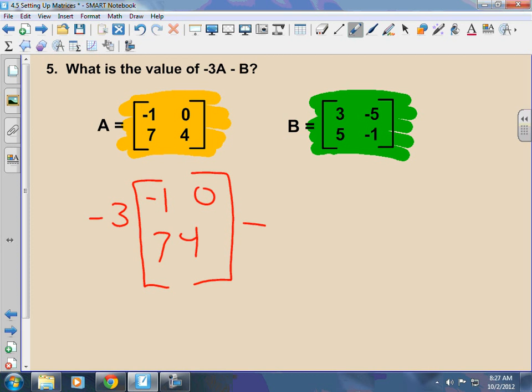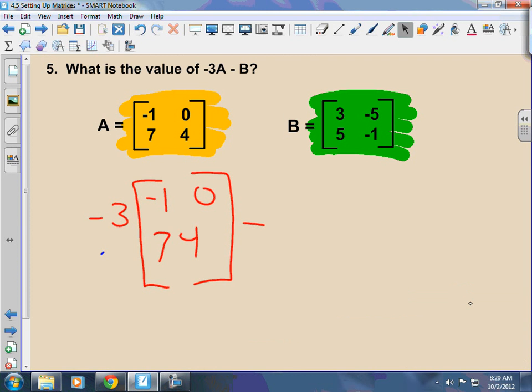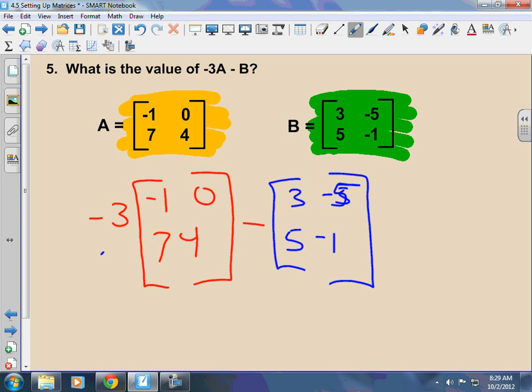Okay, minus B. What am I going to put instead of B? Okay. B equals the matrix that's highlighted in green. So I have to substitute this matrix for B. Wherever I see A, the matrix highlighted in yellow goes there. Wherever I see B, the matrix highlighted in green goes there. Then I solve.